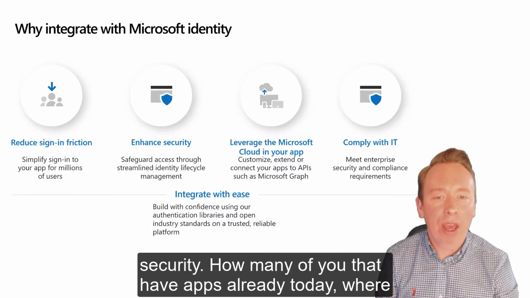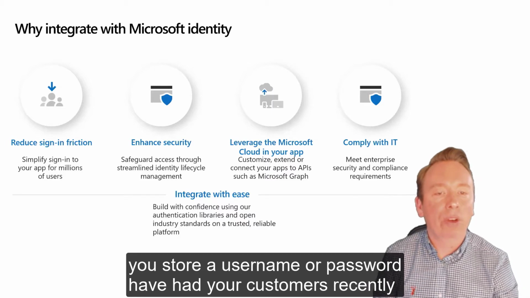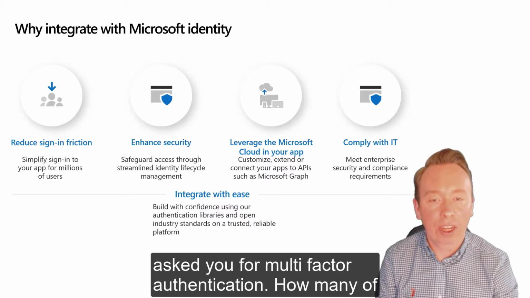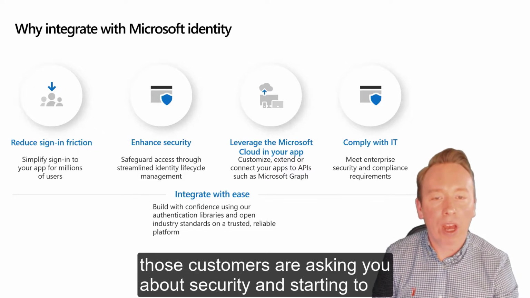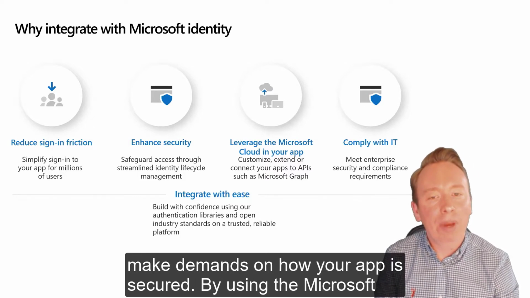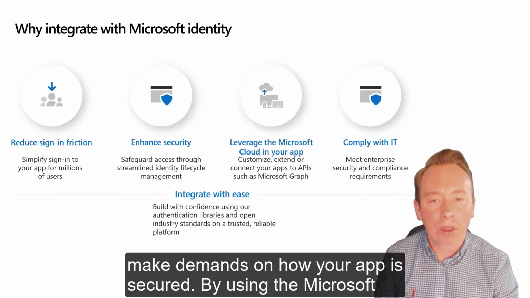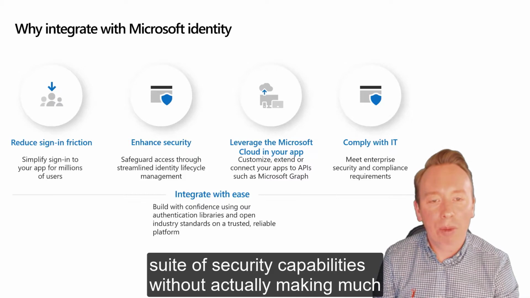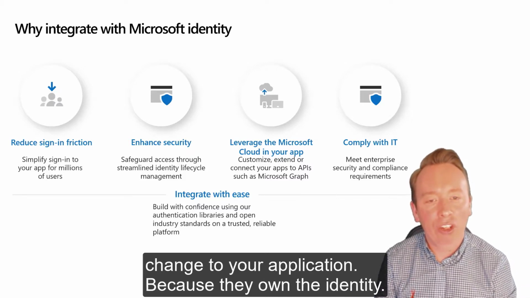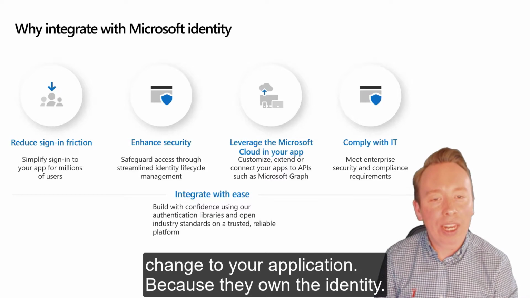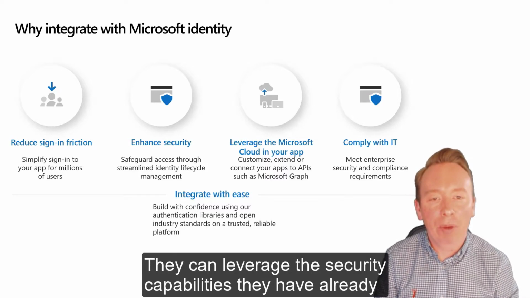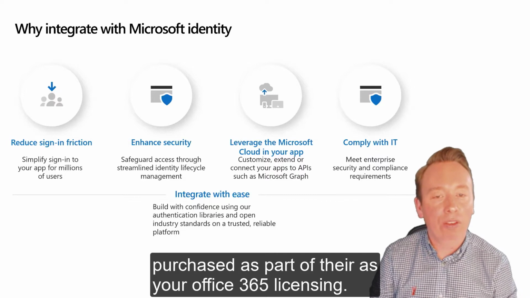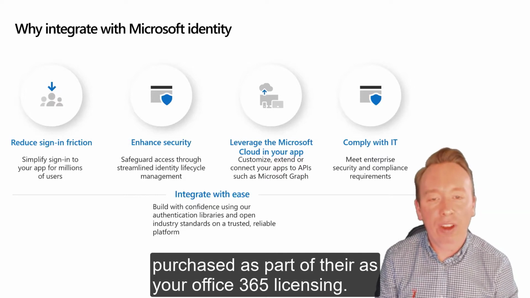Enhanced security. How many of you that have apps already today where you store a username and password have had your customers recently ask you for multi-factor authentication? How many of those customers are asking you about security and starting to make demands on how your app is secured? By using the Microsoft Identity platform, you and your customers will cover a large suite of security capabilities without actually making much change to your application. Because they own the identity, they can leverage the security capabilities they have already purchased as part of their Azure or Office 365 licensing.